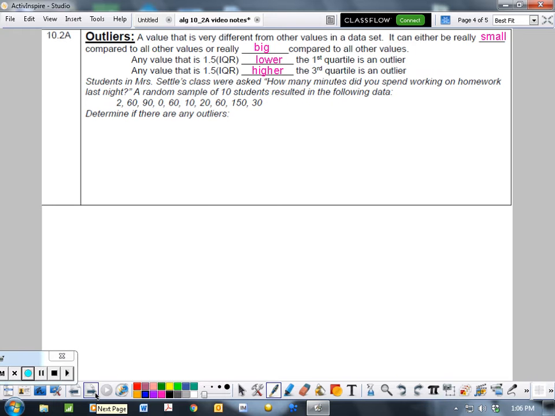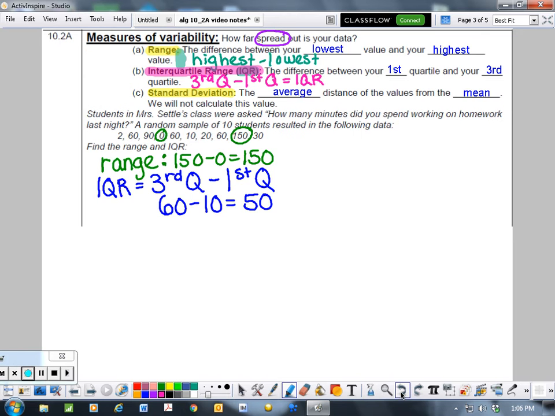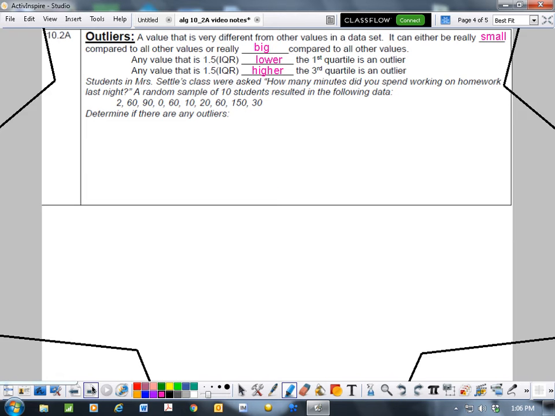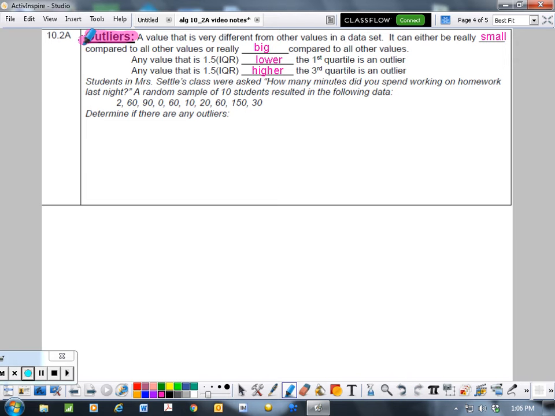And the last thing we're going to talk about are extreme values. And our extreme values are known as outliers. Now, a value that is very different from the other values in the data set is called an outlier. An outlier could either be really small compared to all your other values or really big compared to all the other values. How do we calculate if something's an outlier?